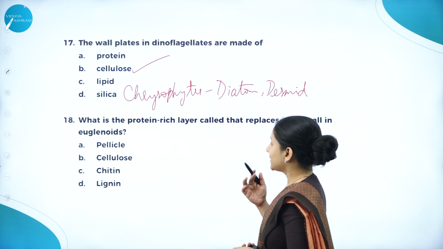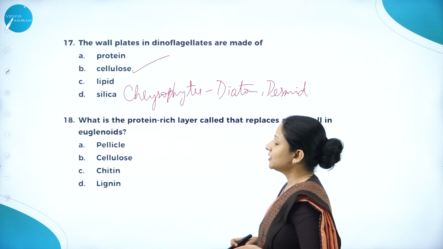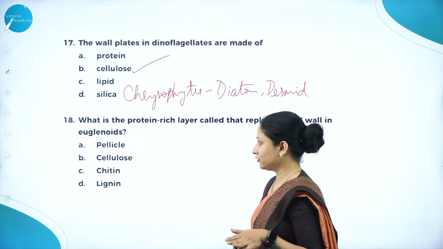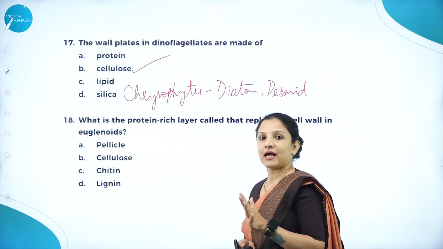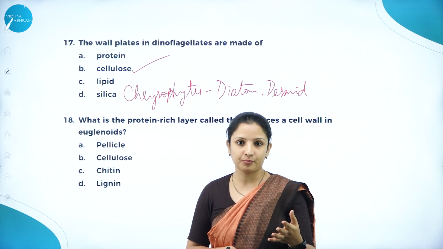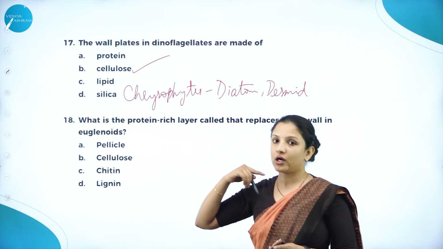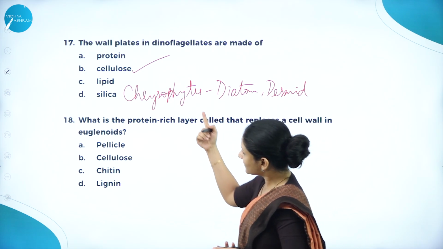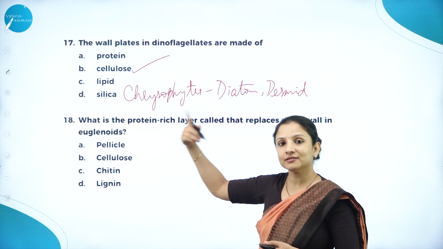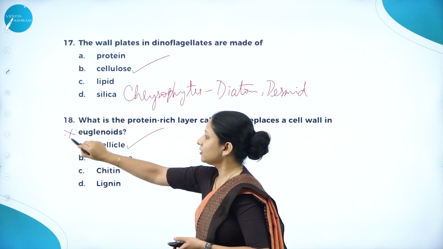It is cellulose. Next, what is a protein-rich layer called that replaces a cell wall in euglenoids? So we all know that euglenoids have a protein-rich layer. They do not have cellulose, they do not have silica and all that. Instead, they have a protein-rich layer. So the question can be asked like, the wall of Euglena is made up of. Then also you have to choose protein. But here they have already said that euglenoids have a protein-rich layer, and the question is, what is that protein-rich layer called? It is called pellicle. So this is also an important question.